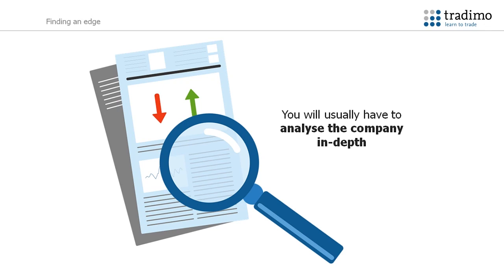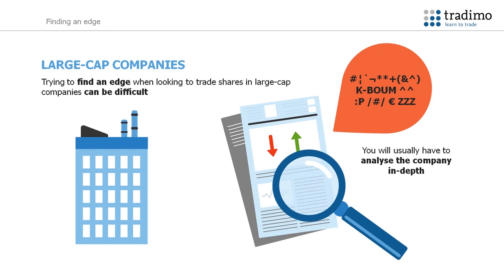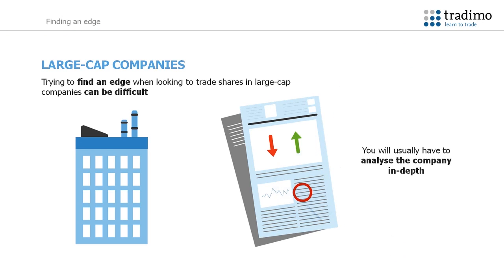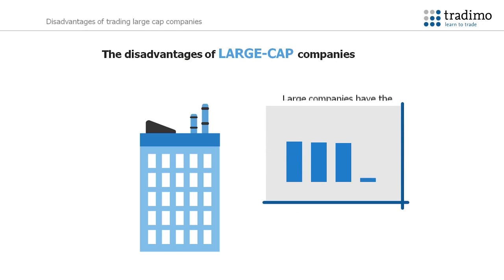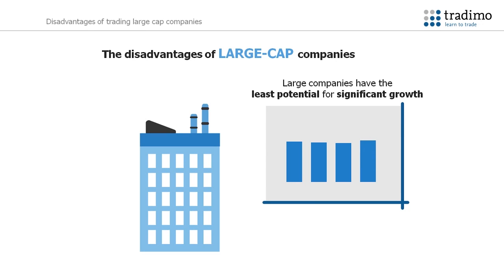For example, large cap companies produce very large and complicated company and earnings reports. A trader that will go through this information in depth may determine something that shows the company is undervalued and find an opportunity. Due to their massive size and having usually reached their ability to acquire new customers organically, large companies have the least potential for significant growth.